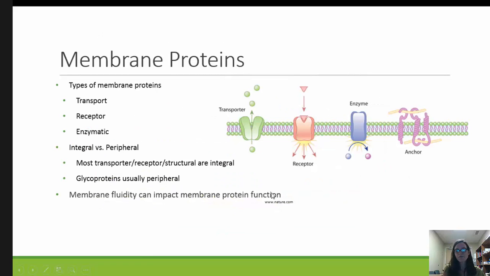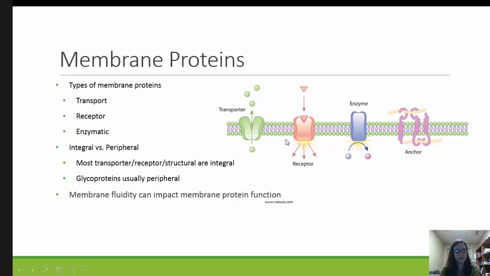Okay, so membrane proteins can have different functions, and they have three main functions. First we have our transport proteins, our receptor proteins, and our enzymatic proteins, all of which can be embedded in the lipid bilayer, and all of which play a really important role in the communication between the outside of the cell and the inside of the cell to maintain homeostasis in this cell.